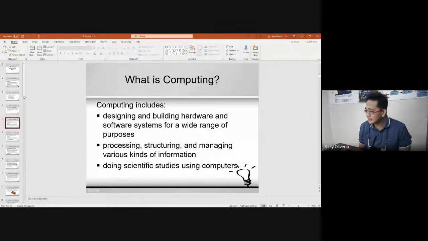Computing includes designing and building hardware and software systems for a wide range of purposes. Okay? So also processing, structuring and managing various kinds of information. Can someone explain this to me? Okay. Processing, structuring, and managing various kinds of information.